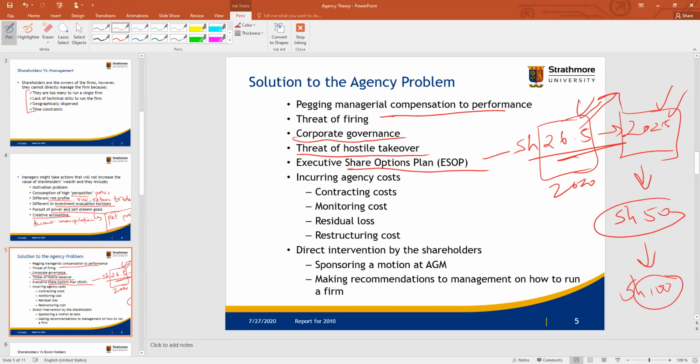So as you attempt to increase the market price from 26.5, you're also increasing our wealth as the shareholders. You're also increasing the value of our shares. Okay. In short, you're going to be tying down the interest of the managers to your interest as the shareholder, making sure that the manager becomes part and parcel of the company ownership. So as they pursue their interest of increasing the share price further and further, the more value you also get as shareholder, because the share price is also increasing.